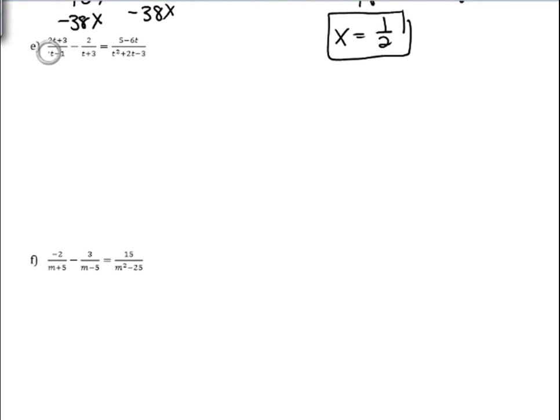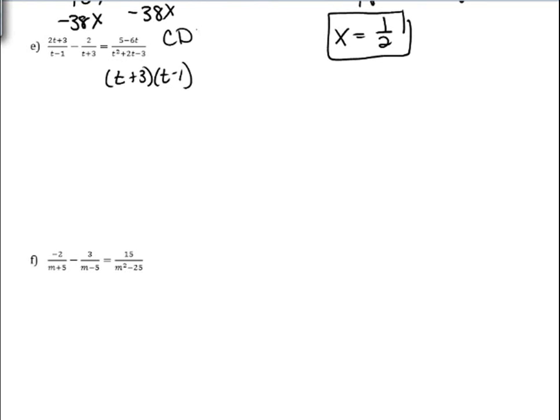This next example, 2t plus 3 over t minus 1 minus 2 over t plus 3 equals 5 minus 6t over t squared plus 2t minus 3. So we have to factor this denominator. It factors as t plus 3 times t minus 1.